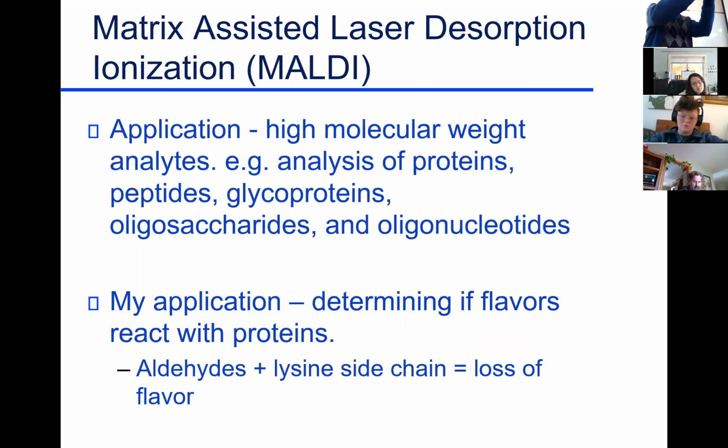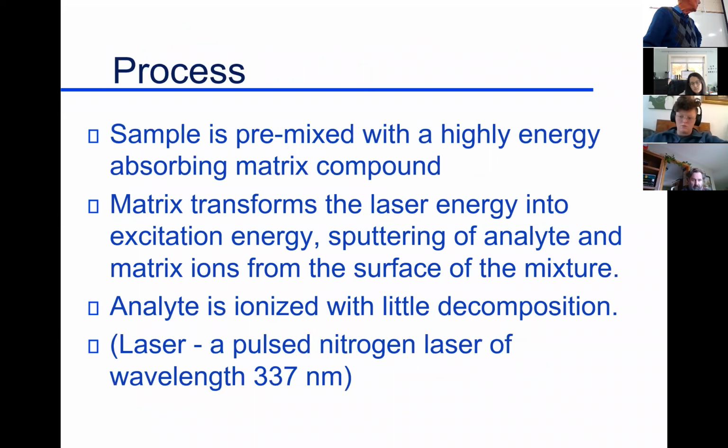So I see the mass of the protein, and I see the mass of protein plus my flavor compound. My flavor compound's been added on, two flavor compounds. So it's a nice technique for looking at, let's say, larger molecular weight compounds. How's that done? How is MALDI done?